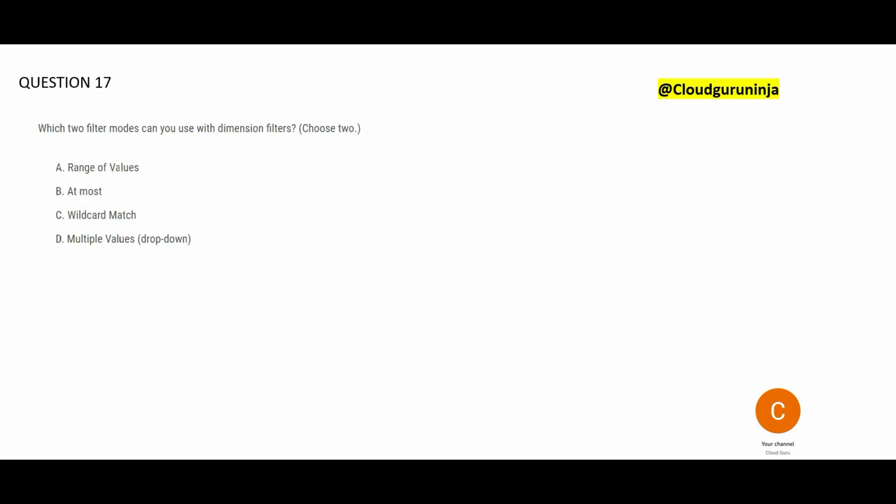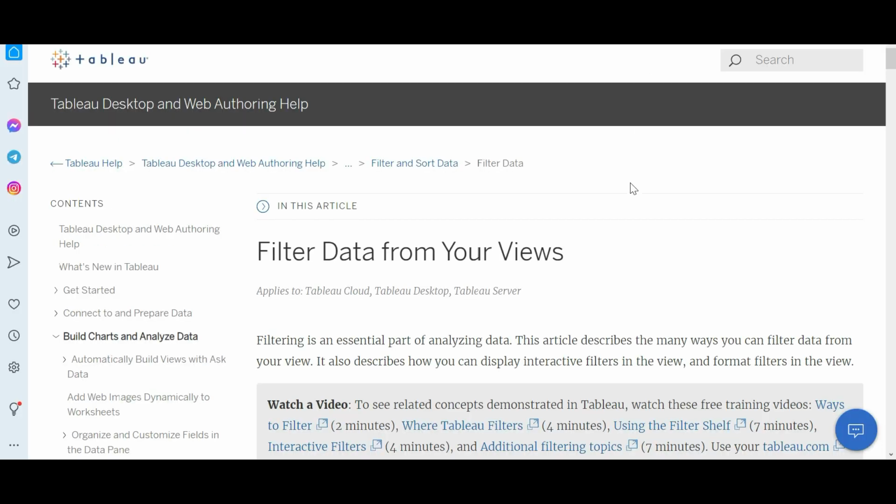Now let us jump into the next question. It says, which two filter modes can you use with dimension filters? Why do you use filters? You want to filter the data. For example, you have data for different countries. You just want to filter the data for India, you can do it. You just want to filter the data for America, USA, you can do that by applying filters.